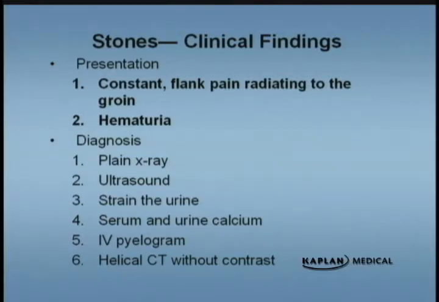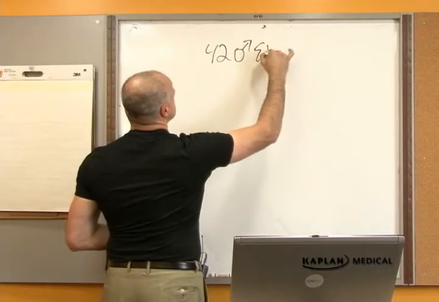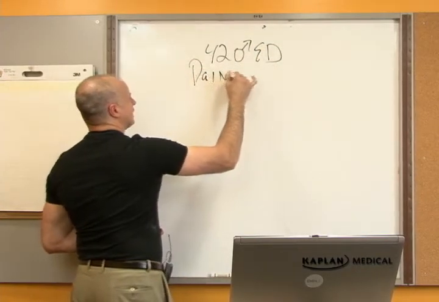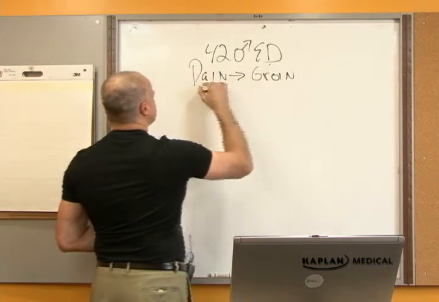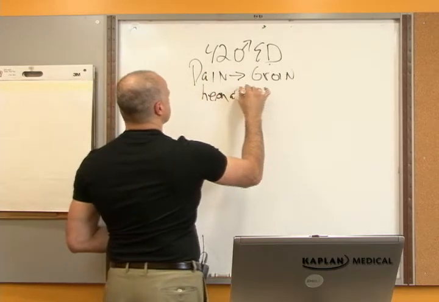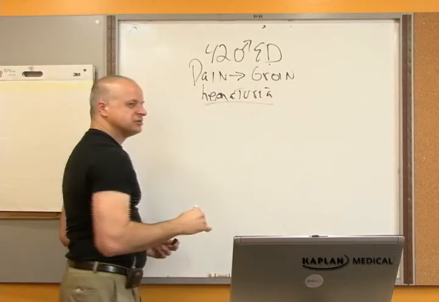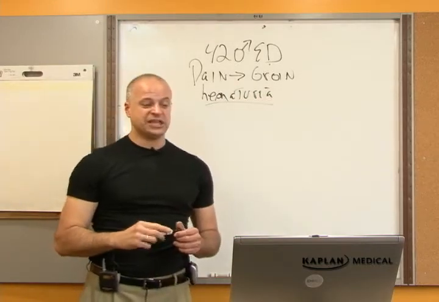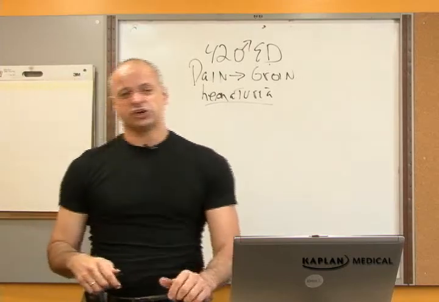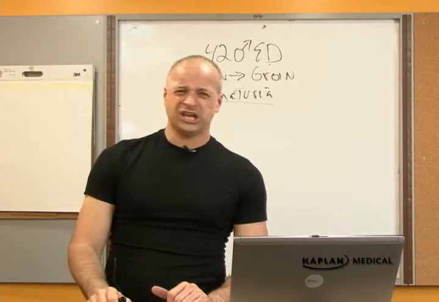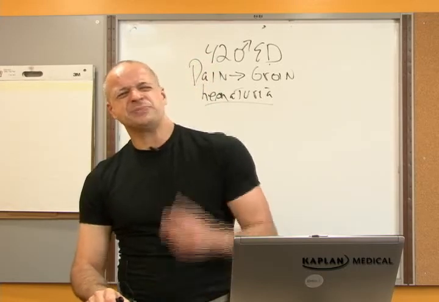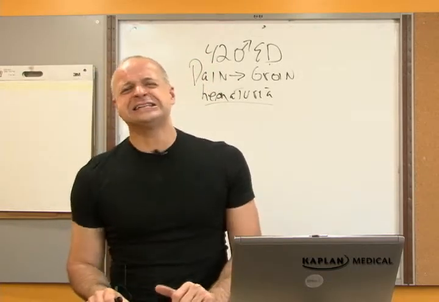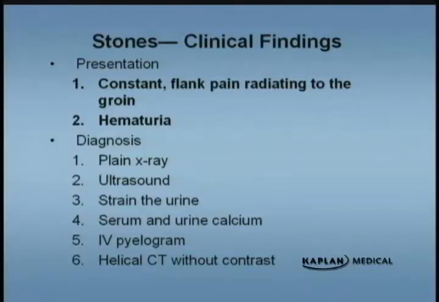Well, let's see. We've got a 42-year-old guy who comes to the emergency department. He's got terrible back pain radiating to his groin, and he's got hematuria. Wow, renal colic. People who have had kidney stones and given birth say that the kidney stone was more painful than the birth. Excruciating, sudden, severe, overwhelming, like you've been hit in the back with a baseball bat. He's incapacitated with pain. Look at these diagnostic tests. We've got an x-ray, sonogram, strain the urine, calcium levels, CT scan.